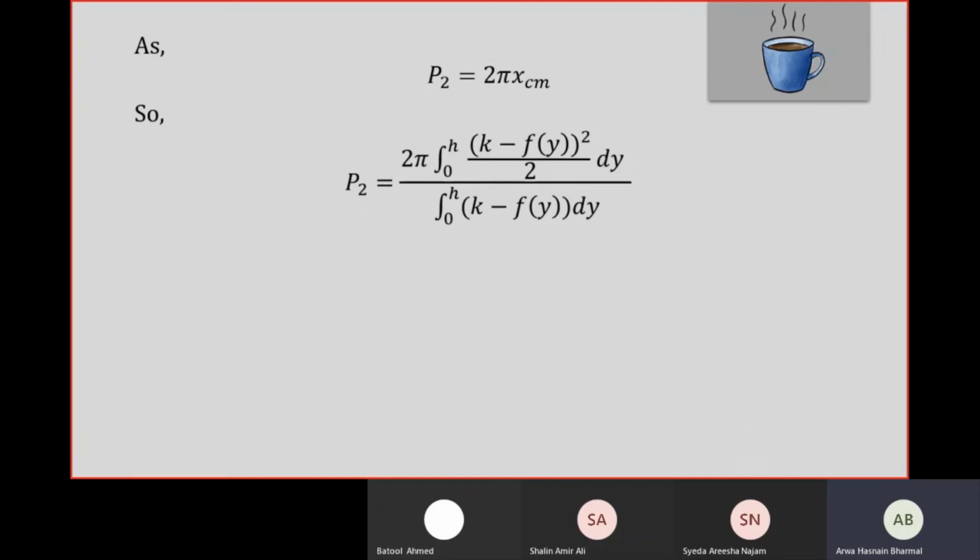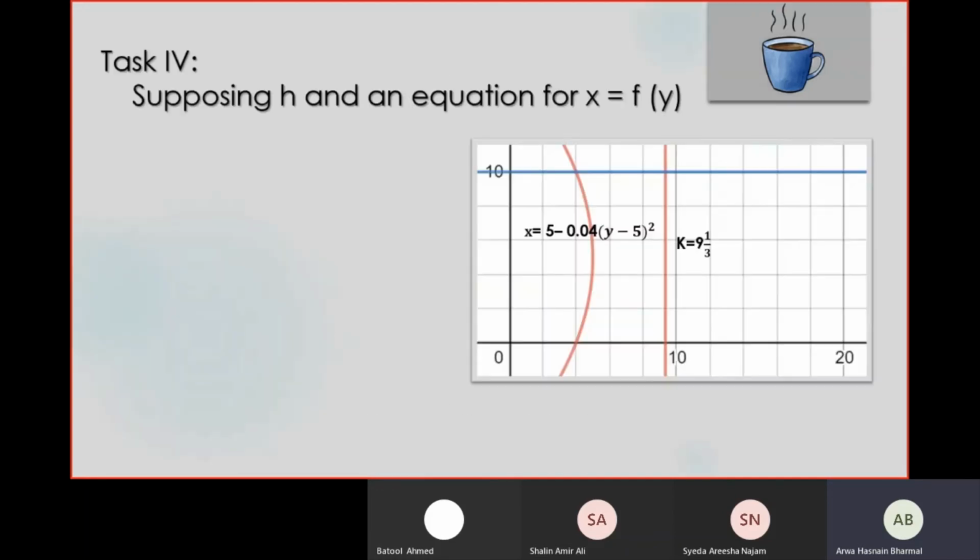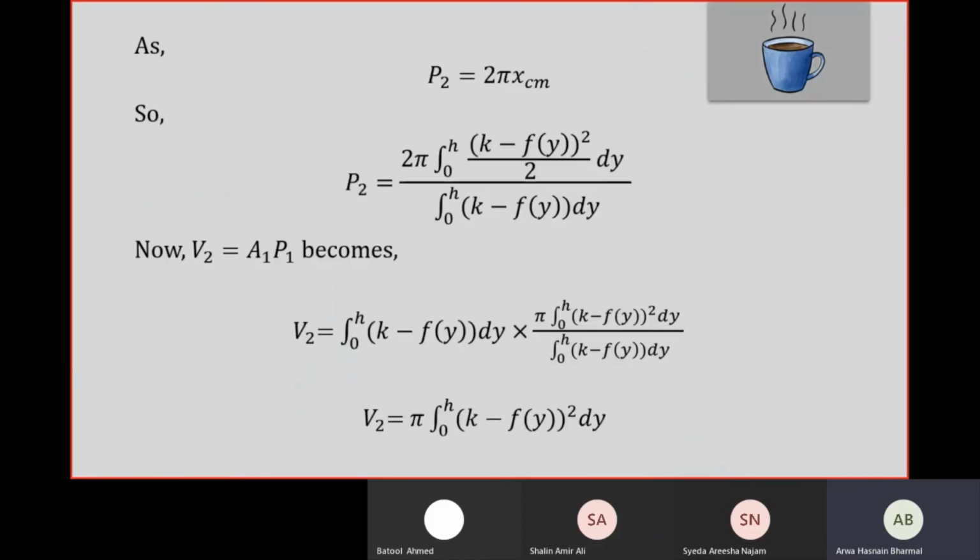We simply substitute this value of the perimeter and area into the equation of volume, and we get this value of volume, which is again the same volume we found in problem 1. And if we equate these two, V1 equals V2, we'll get the similar value of k. So this is how Pappus's theorem is another way of finding volume.